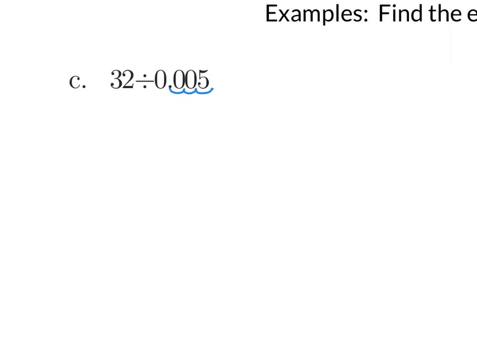Now 32 does not have a decimal point, and it doesn't have any digits after the decimal point. So what we're going to do for this one is add zeros after the 32, and we're going to add 3 zeros. So what this boils down to is I want to divide 32,000 by 5.